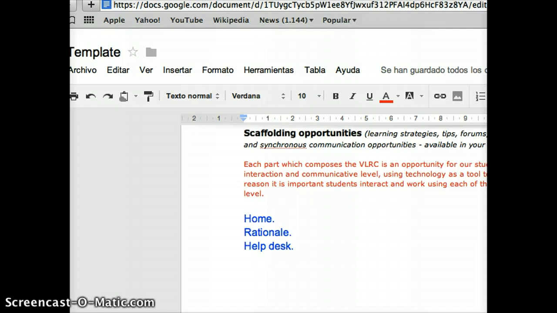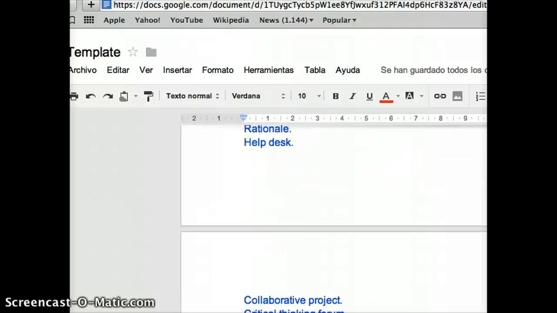Each part, which composes the Virtual Language Resource Center, is an opportunity for our students to learn more and improve their interaction and communicative level, using technology as a tool to motivate them to participate. For this reason, it is important that students interact and work using each of the sessions in order to improve their English level.